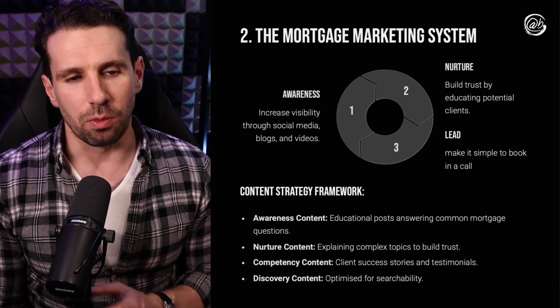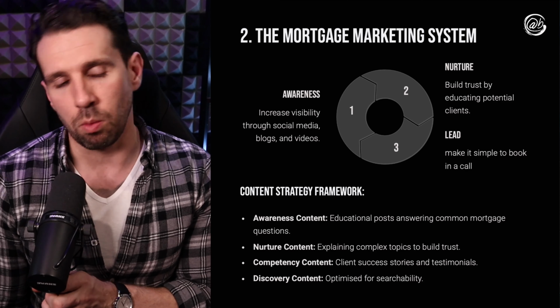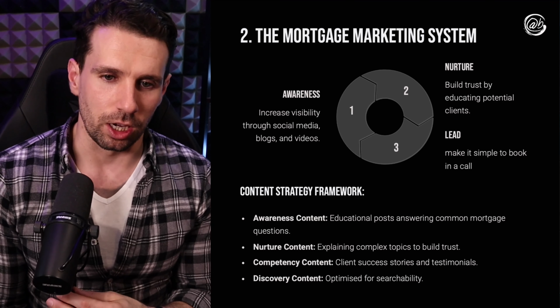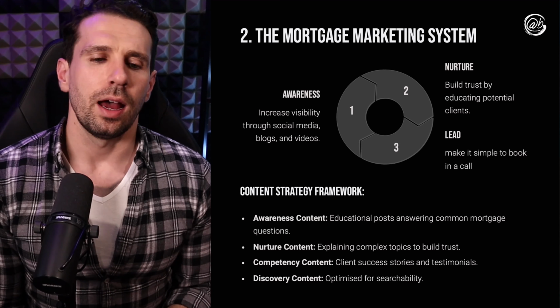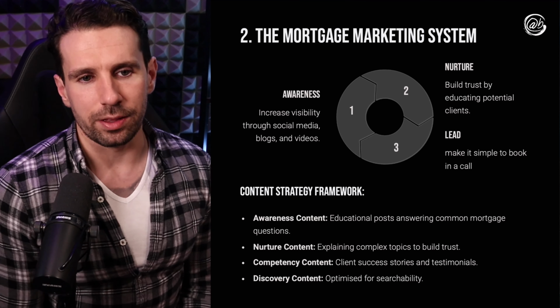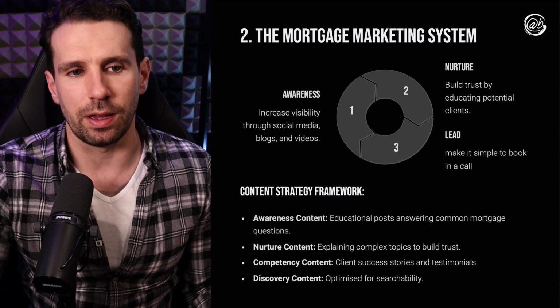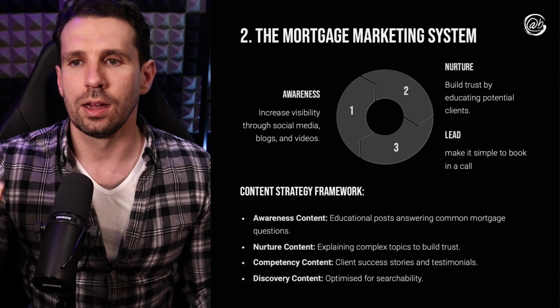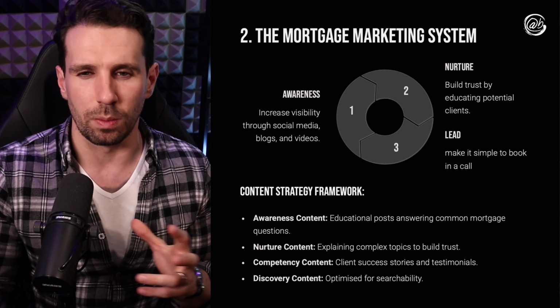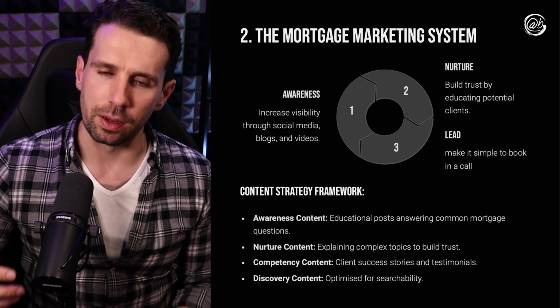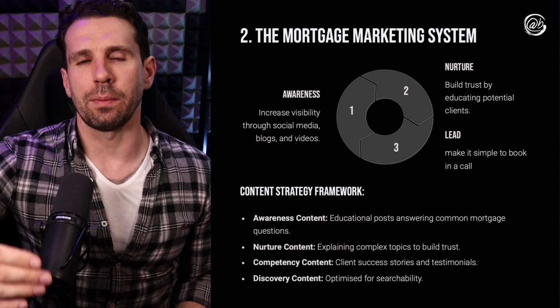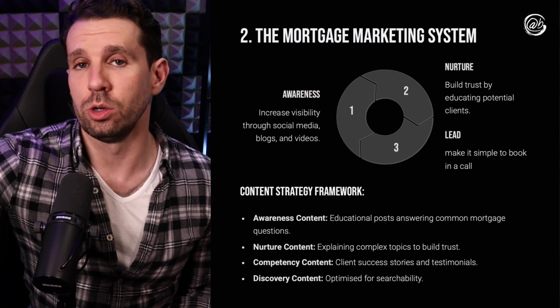And so the ones we've got here: number 1 is awareness, then we have nurture, then we have lead. And the first thing with awareness is that the system we need to look at is getting people in. We need to increase our visibility through social media, through online marketing of all different types. And we'll talk about those different types you can use in a minute. But your awareness is about getting people who don't know you to know who you are.